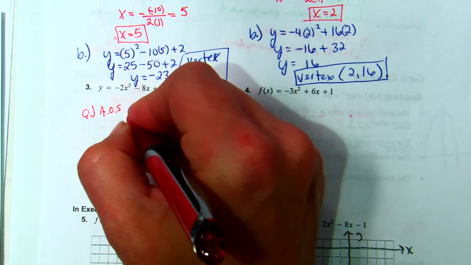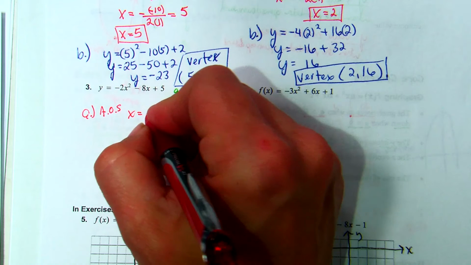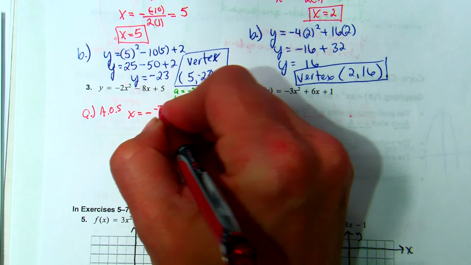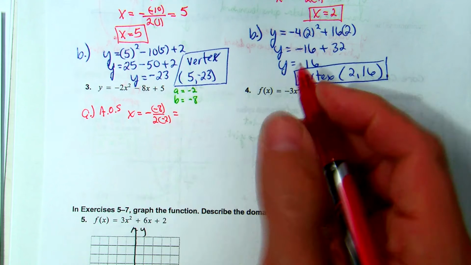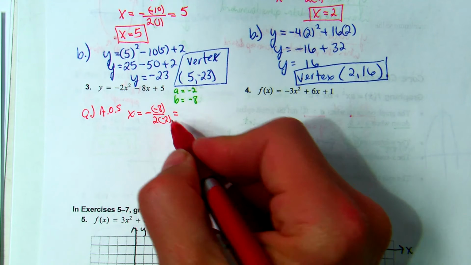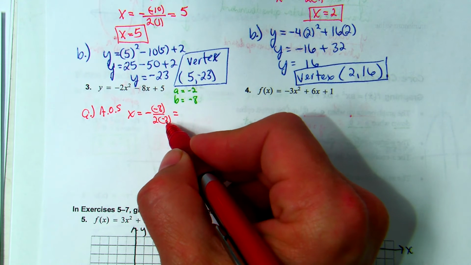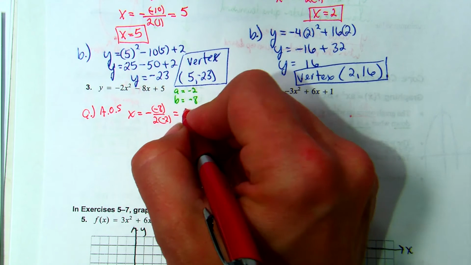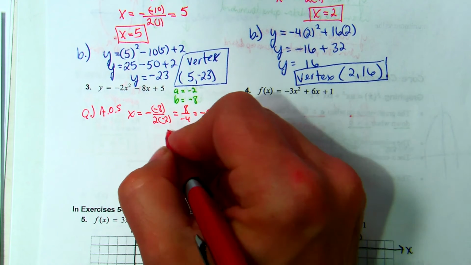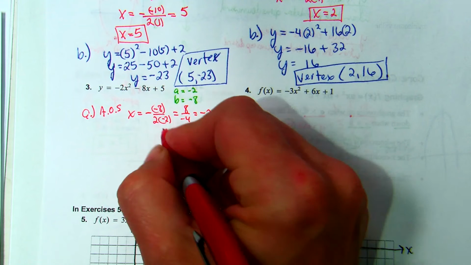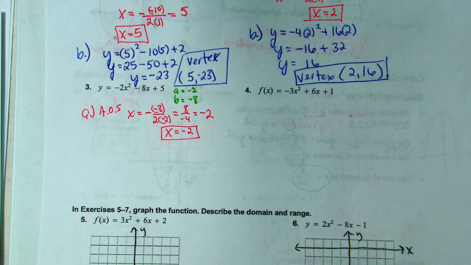Axis of symmetry is going to be x equals negative 8 over 2 times a negative 2. Well, that makes a positive 8 on top, but the bottom still stays a negative, and it's going to be a negative 4. So I'm going to have a positive 8 over a negative 4, which is going to give me a negative 2. So x equals a negative 2 is my axis of symmetry.